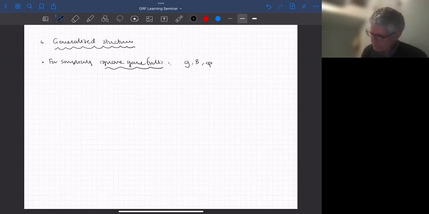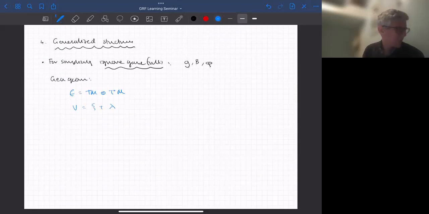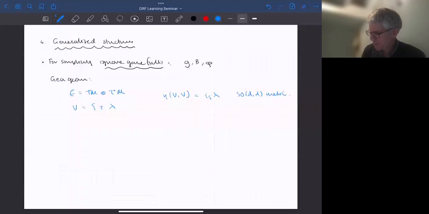So we want to do some generalized geometry. We have some generalized tangent space, which we think of as just T plus T star. I'll write a generalized vector as having a vector plus a one-form piece. And as you know, there's a natural metric on here, which I'll write as eta, which is just the O(d,d) metric. It just contracts the vectors with the one-forms.